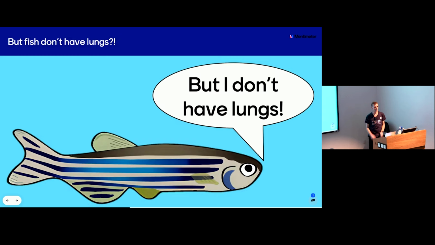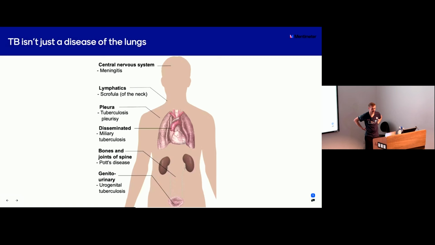But TB isn't just a disease of the lungs. It can spread to other parts of the body. So you can get it in your brain, you can get it in your eyes, you can get it in your spine, you can get it in your bones. And so we don't look at the part of getting the disease, but actually how the disease starts.